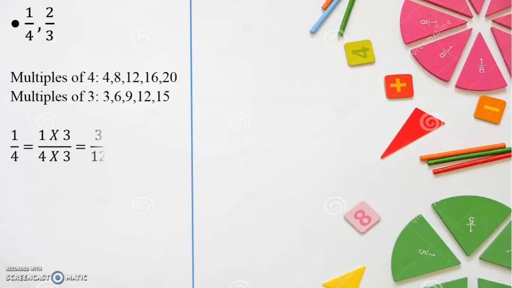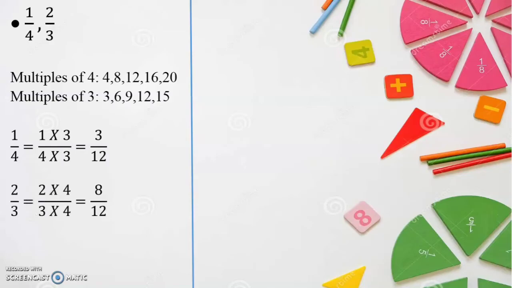So 1 upon 4 is equal to 1 into 3 upon 4 into 3. We have to make the denominator equal. So the number which we multiplied with 4, that same number gets multiplied in the numerator as well. So 1 into 3 is equal to 3 and 4 into 3 is equal to 12.